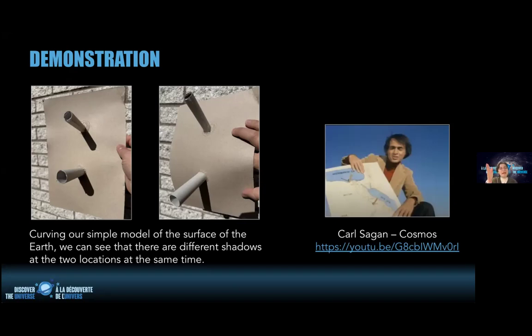When you hold it flat and you point it at a light, you'll see the shadows are the same. But if you curve it slightly, one will change the shadow and the other one will stay the same. Or if you point one at the light, there will be no shadow and the other one's shadow will lengthen. It's okay, you can see it from the picture. If you curve your simple model of the surface of the Earth, you can see how the shadows change. And that was what Eratosthenes actually observed. If you want to see Carl Sagan do this demo, you can watch the YouTube video that's linked on this slide.